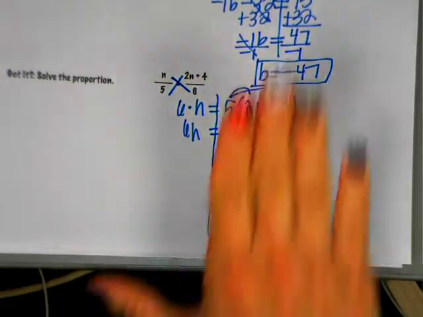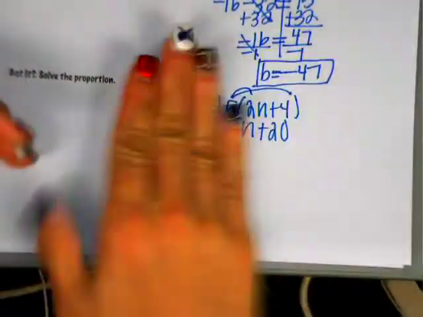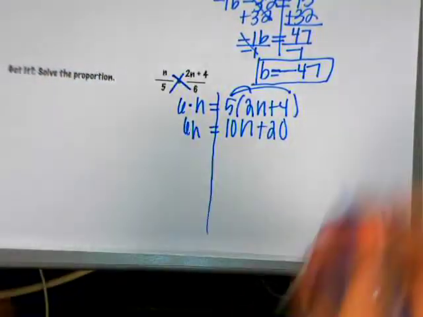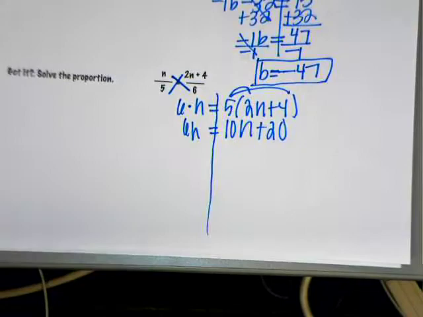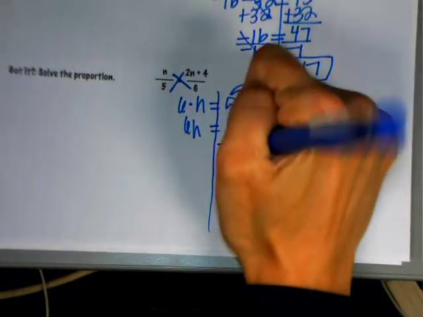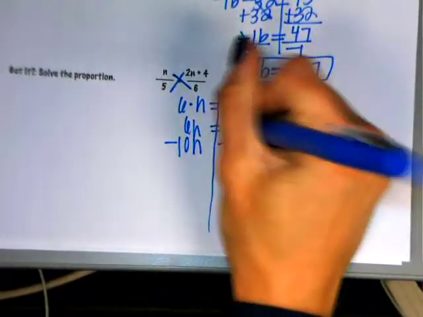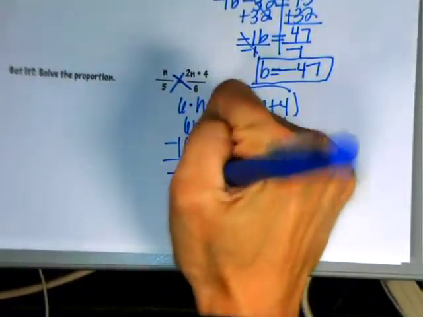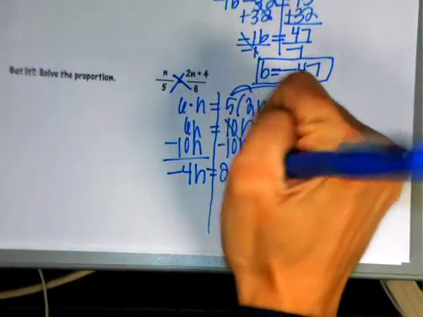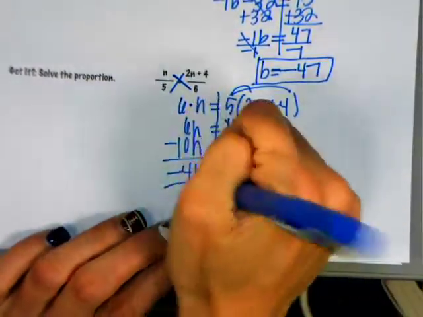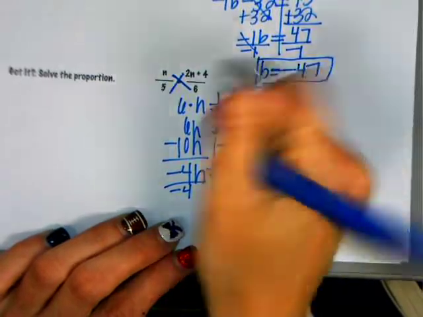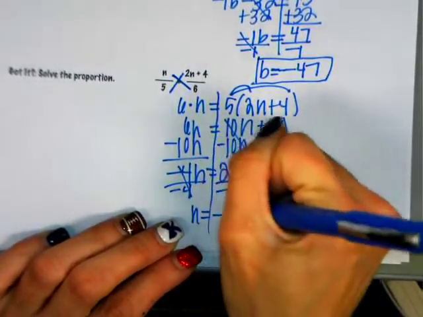Okay, do I have like terms on this side? What about on this side? No, so then what do I move? What'd you try and answer? Good. Minus 10n. So you'll get negative 4n equals 20. And then what? Divided by negative 4. So n equals negative 5.